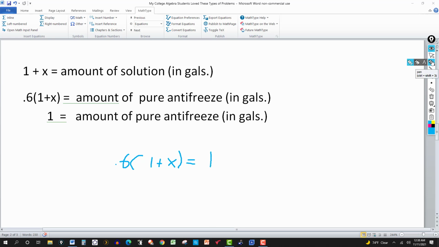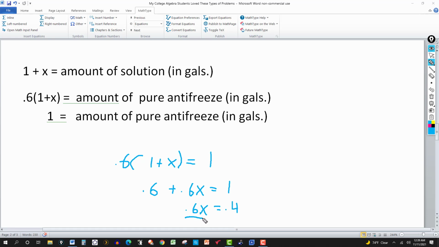So now it's just a matter of solving this equation for x. So multiply through: 0.6 times 1 is 0.6. 0.6 times x would give me 0.6x, equal to 1. Okay, subtract 0.6 from both sides. So subtract 0.6 from this side, that cancels, that'll give me just 0.6x. And subtract 0.6 from the other side, that'll give me 0.4.